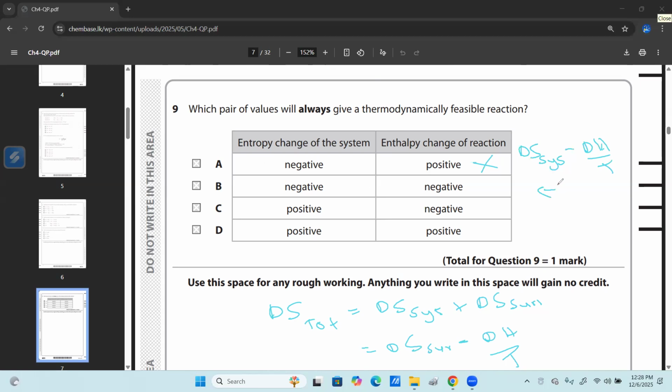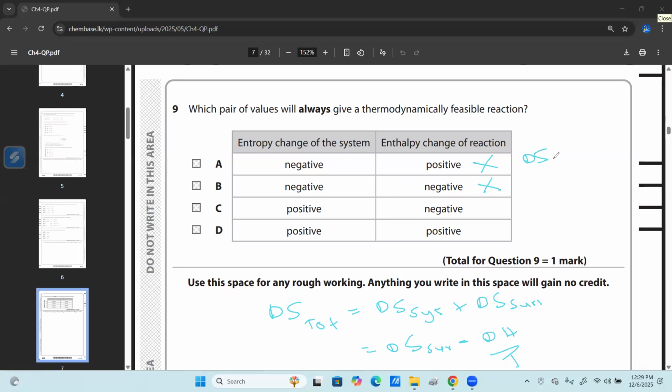Entropy change is negative, enthalpy change is negative. Then negative and negative, you get a positive value. Then you get a condition: this one should be greater than the magnitude of the system. Then only you get a positive answer. So without that condition, we can't say that it's always feasible. Then we take the next one.